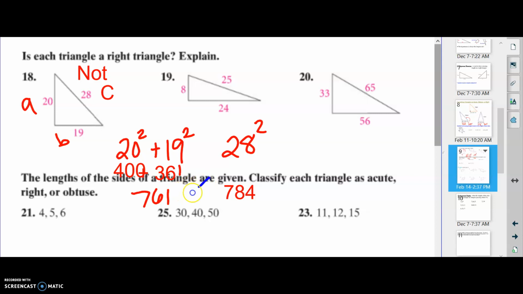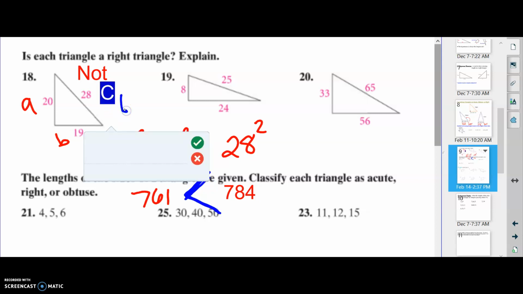So then we would go like this. The alligator likes to eat the bigger one. So the c squared is bigger. That means that the hypotenuse would be a longer side, which then would make this obtuse.